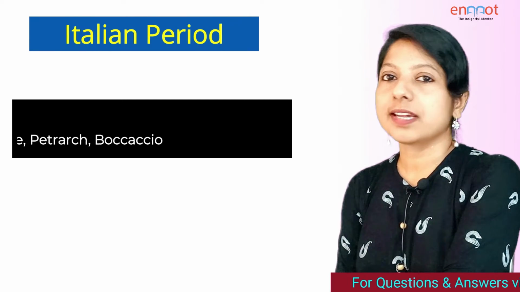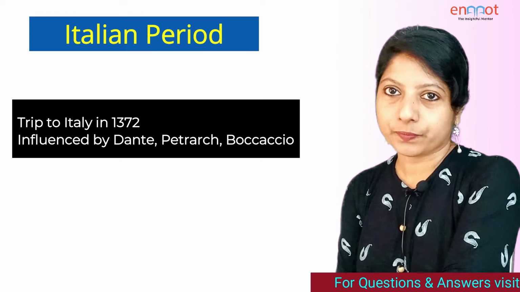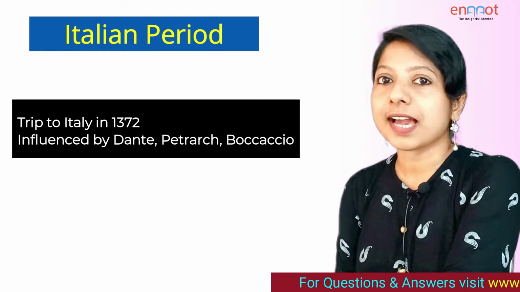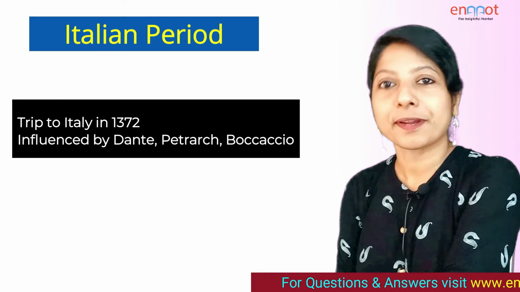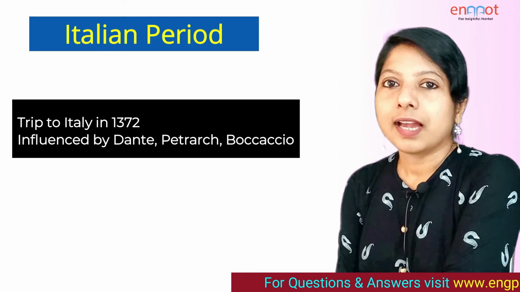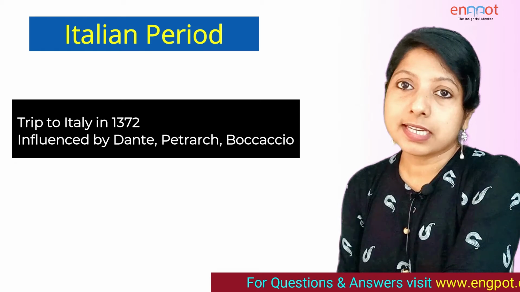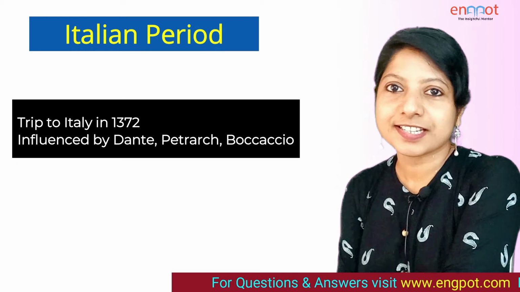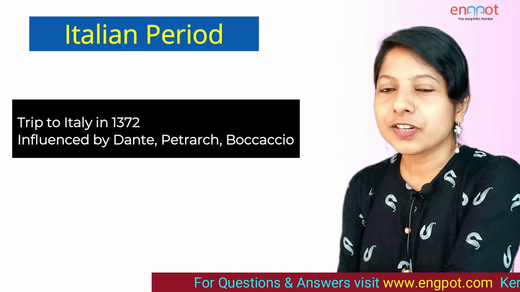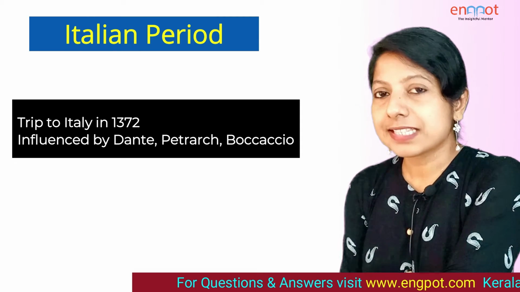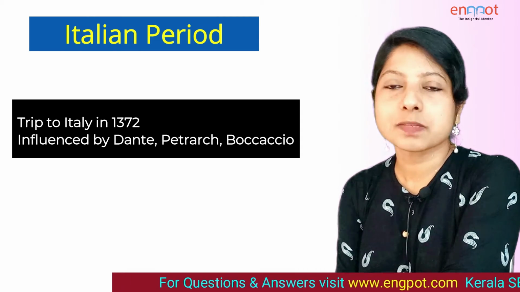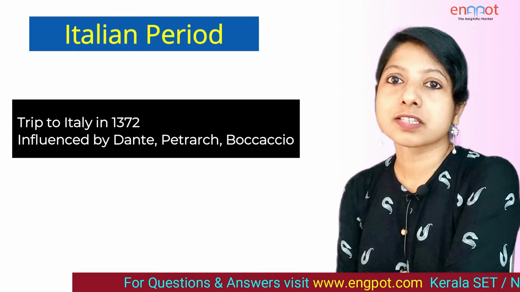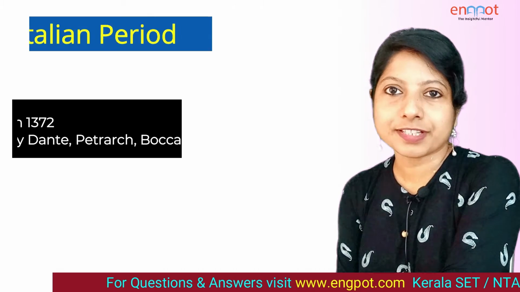Chaucer traveled to Italy in the year 1372 on some diplomatic mission, and he was inspired by the Italian masters such as Dante, Petrarch and Boccaccio, and he learned the narrative structure and other techniques of these Italian writers, and you could see that the works written during this period show some progress compared to the works during the French period.